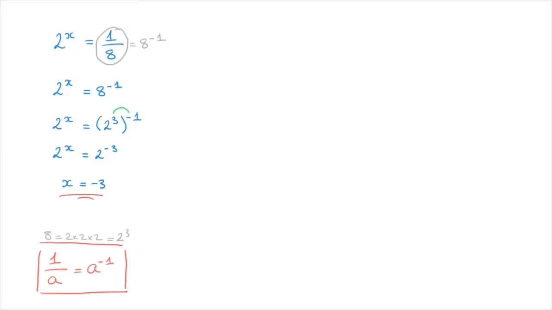Let's look at another example. Say we have to solve 3 raised to the power of x plus 2 equals 1 over 81. Well, again, our first step is to rewrite the right-hand side as a power of the denominator, in this case 81. And to do that, we use the result that we boxed in red here. So that would be 3 raised to the power of x plus 2 equals 81 raised to the power of negative 1.